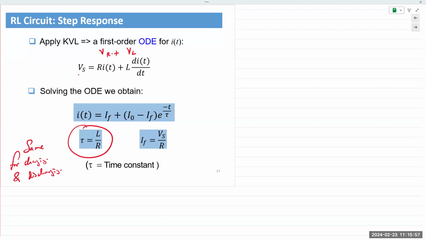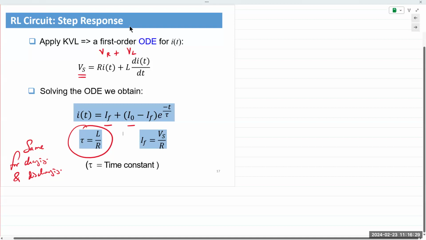As I was saying, the KVL expression includes the source voltage. And so when we solve this, we have an extra quantity in there, IF and I0. Again, the structure is very similar to the natural response circuit, and you will see in just a few slides how it is useful.